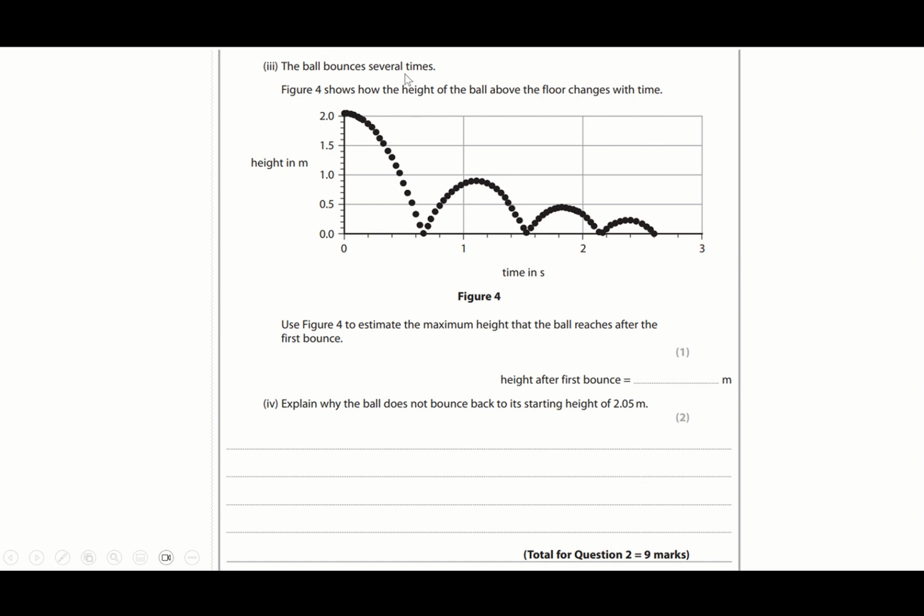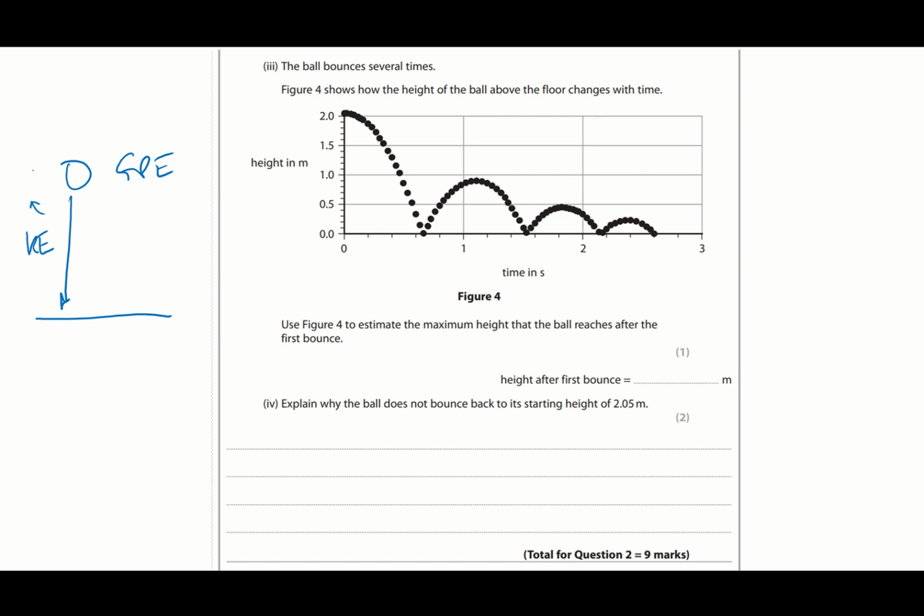It says the ball bounces several times. This shows how the height of the ball changes with time. So I drop the ball, it goes down to the floor, then it goes bounce, boing. Then it's a smaller bounce and a smaller bounce, and they carry on, and then eventually there'd be no bounces. It would stop. And crucially, what have we got then? Well, when the ball's in the air, it's got GPE. There's my ball. There's the floor. When it drops, it's going to go to KE.